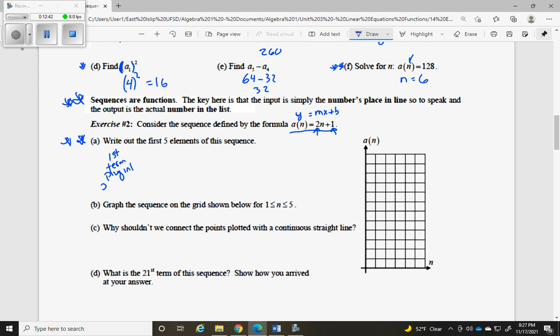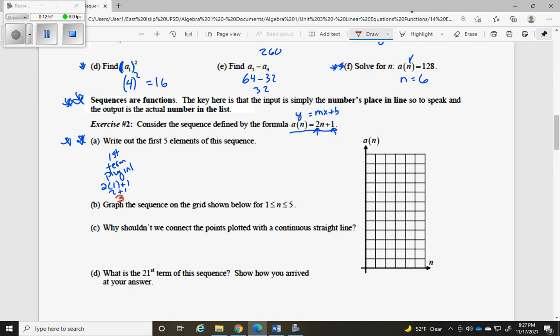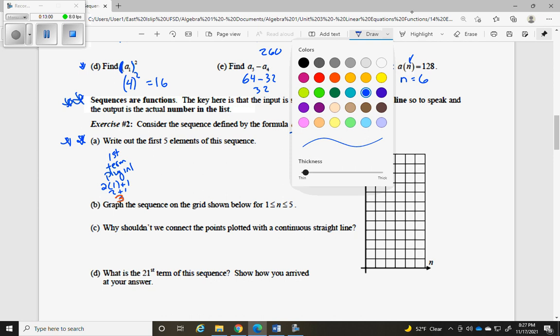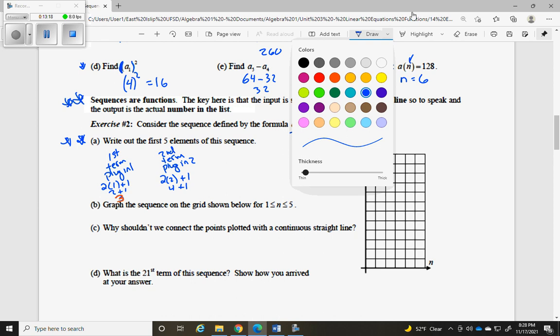So if I do 2 times 1 plus 1, 2 plus 1 is 3. I think my first number, or my first term in the sequence, is a 3. Let's find the second term by plugging in a 2. So I have to do 2 times 2 plus 1. 4 plus 1 is 5.